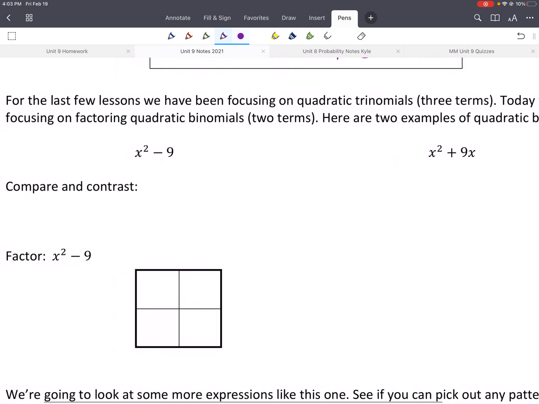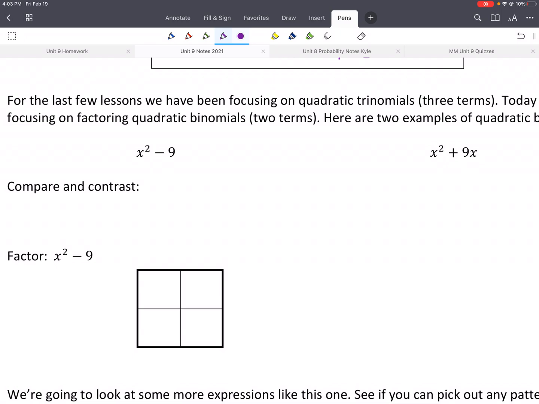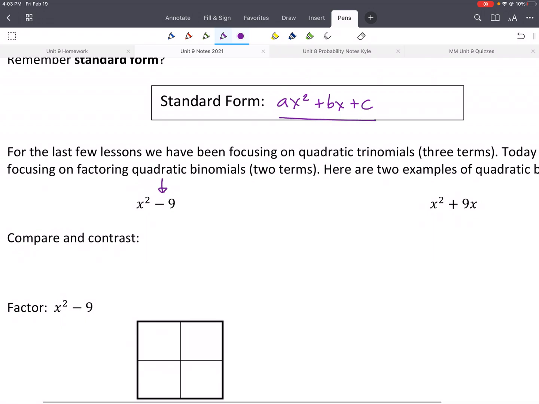I want you to look at those and compare them. Compare and contrast. What do you notice that's different about them? If you want to pause and think about that for a minute, you can. But if you notice, for this first example, if we look at the standard form, the bx is missing. Whereas the other is where we're missing c, the constant, okay? And we'll treat those a little different, all right?